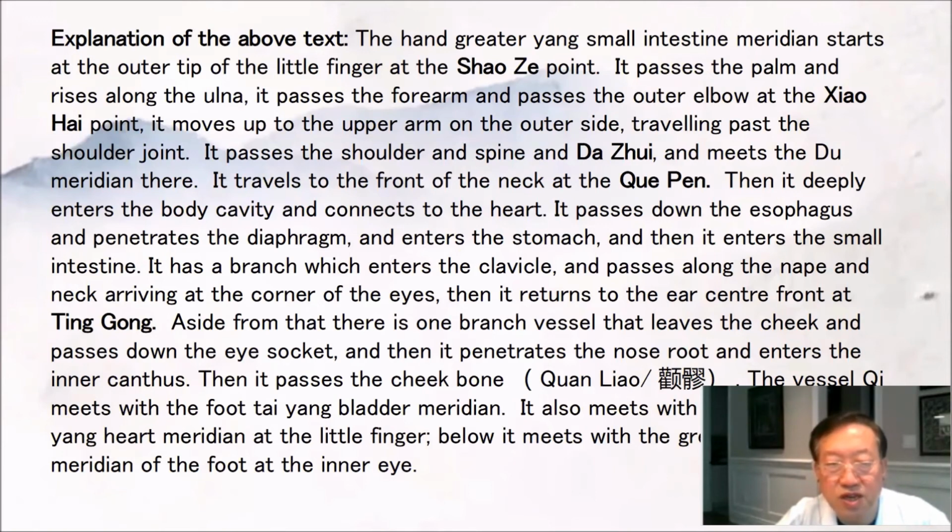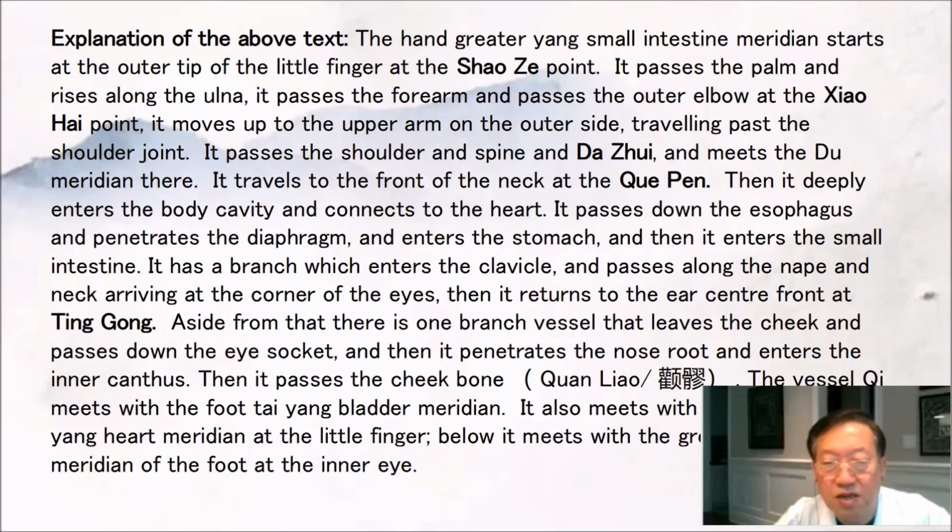It travels to the front of the neck at the Chui pen. Then it deeply enters the body cavity and connects to the heart. It passes the esophagus and penetrates the diaphragm and enters the stomach. And then it enters the small intestine. It has a branch which enters the clavicle and passes along the nape and neck, arriving at the corner of the eyes. Then it returns to the ear center front at Tinggong.